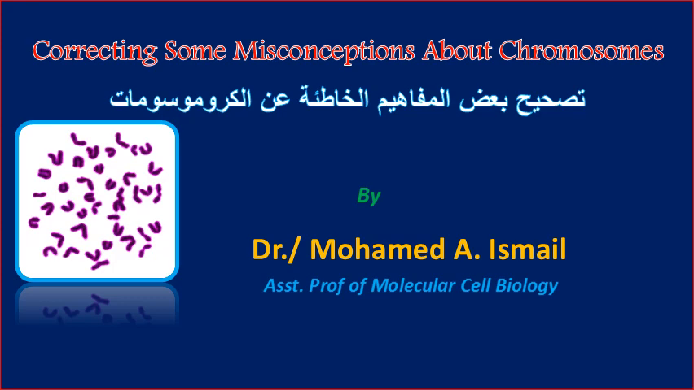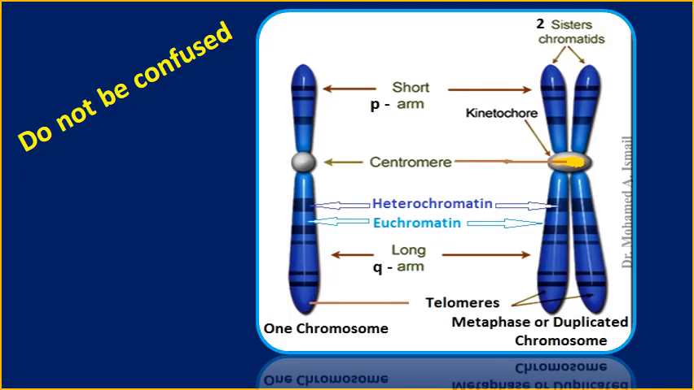So let's go. Don't be confused. This is a chromosome. Okay? One chromosome. That's two chromosomes, or duplicated chromosome, or metaphase chromosome. So that is the one chromosome, and that is a metaphase or duplicated chromosome.